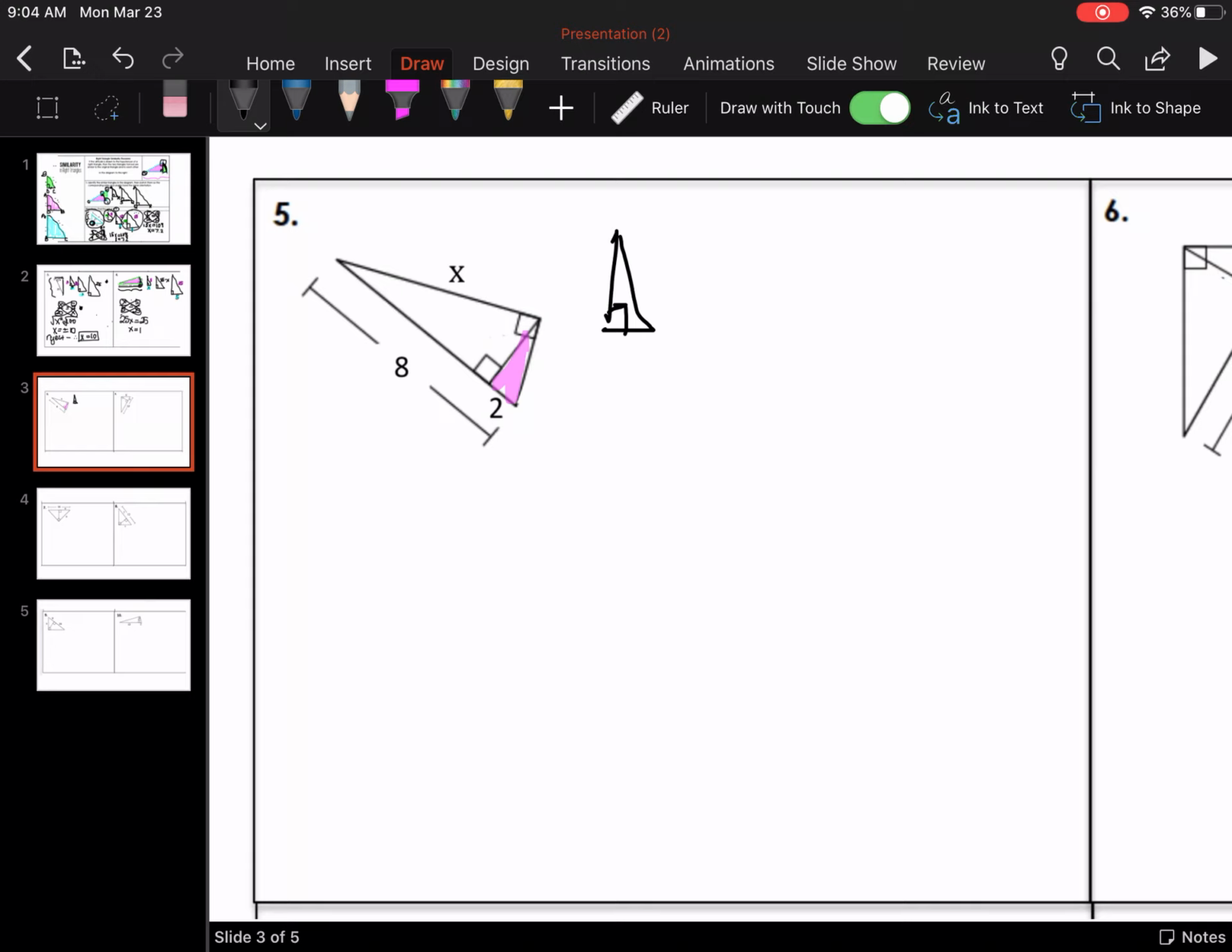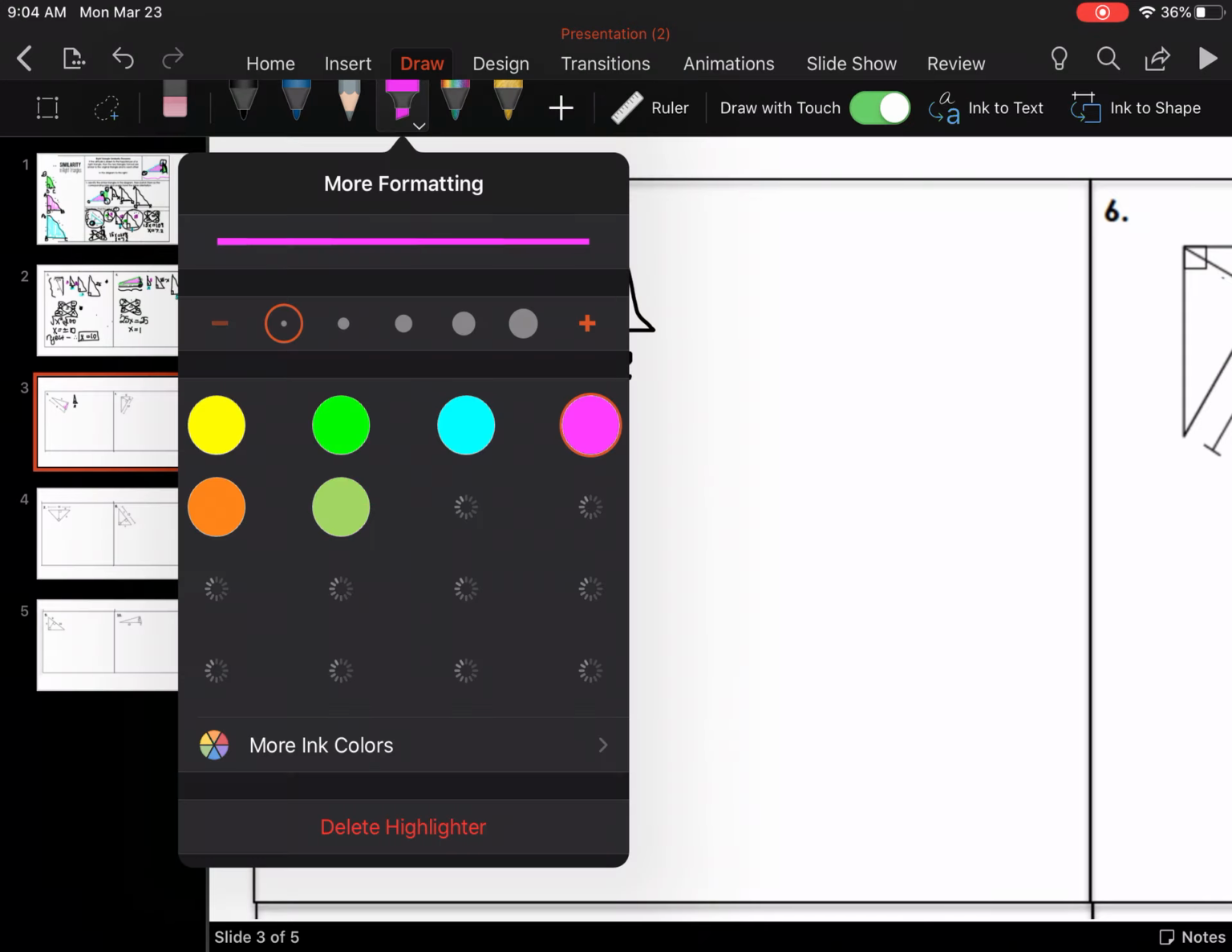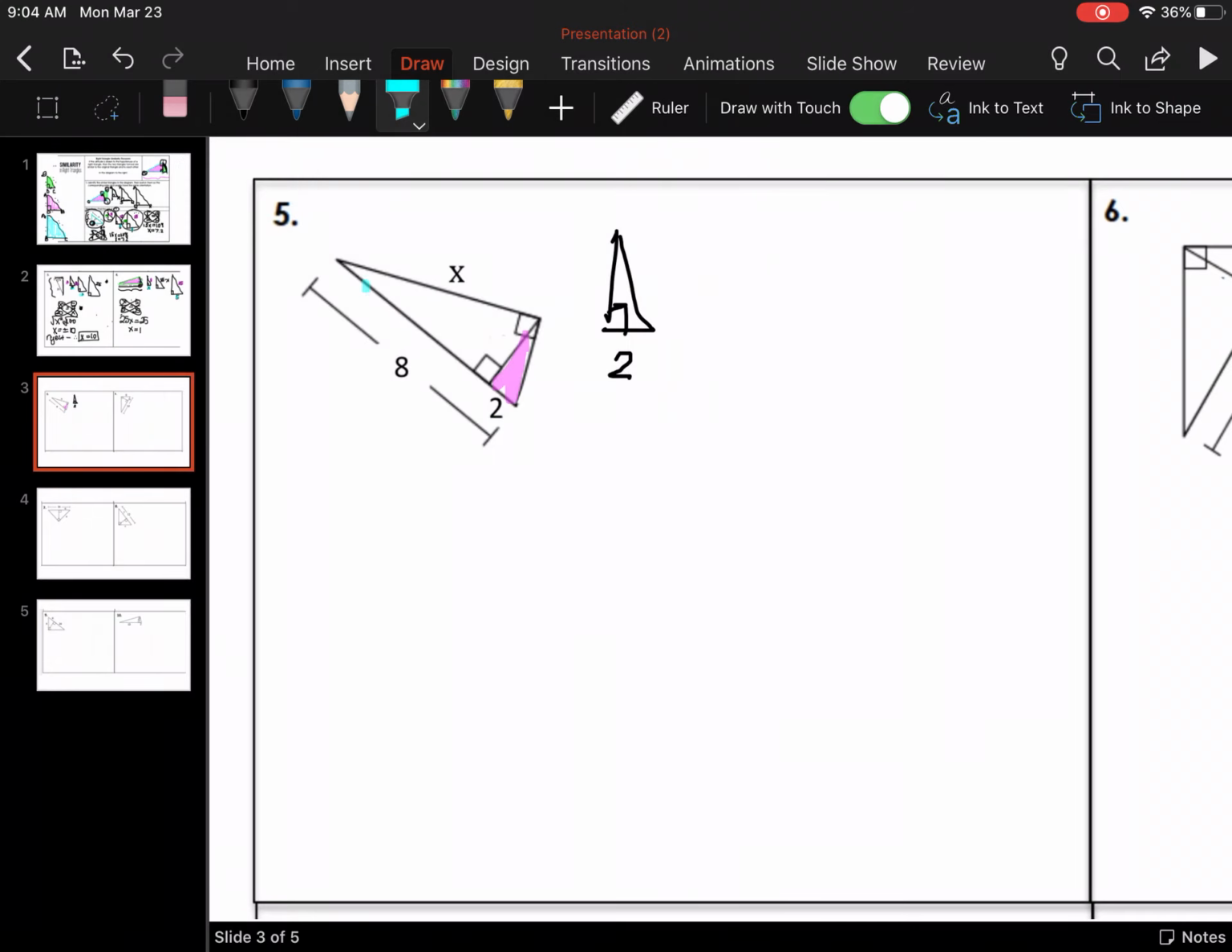Okay, the smallest piece there is 2. We don't know anything else. The medium triangle.